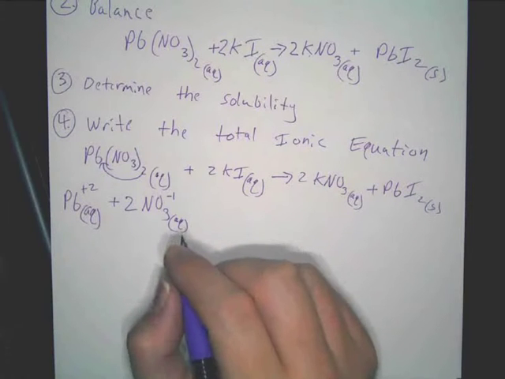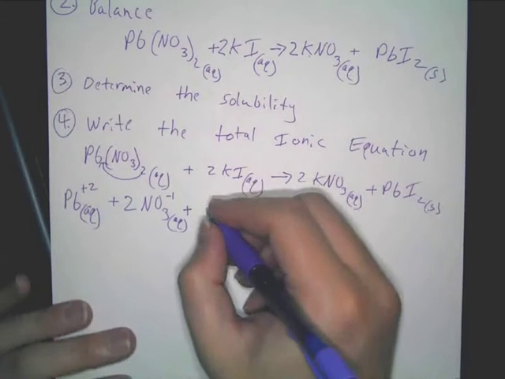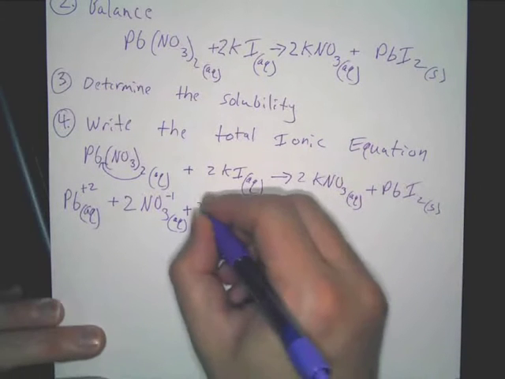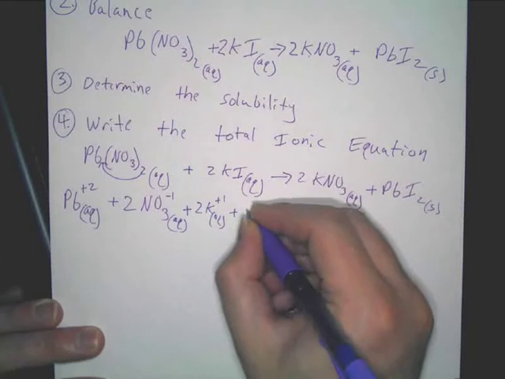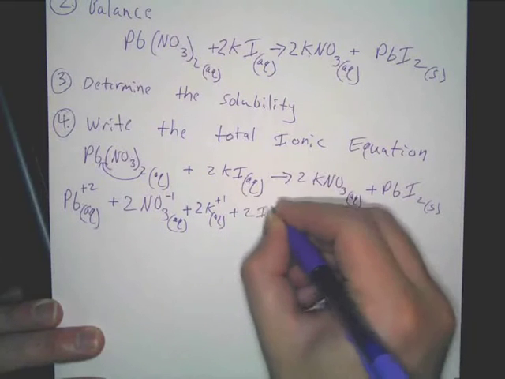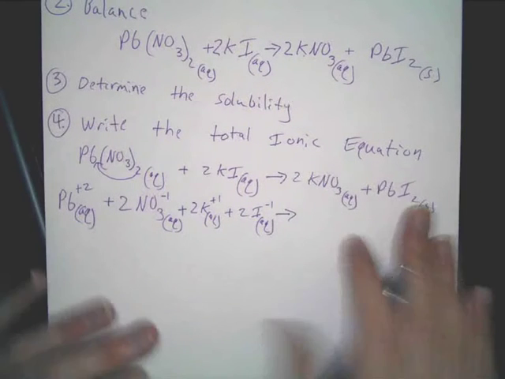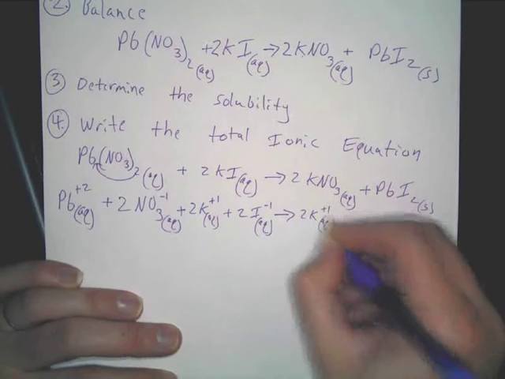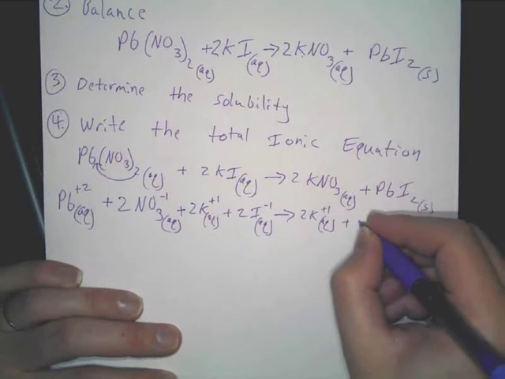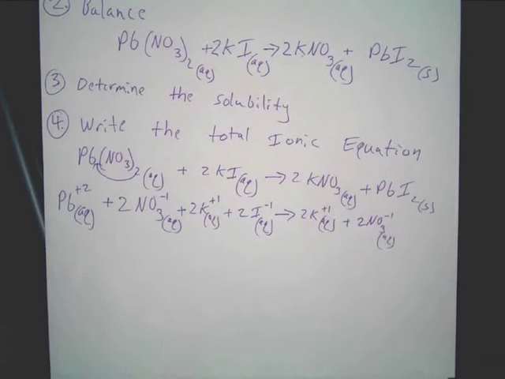You can just write negative without the -1. You keep going. You see how this takes a while now. 2 Ks +1 aqueous plus 2 Is -1 aqueous. Arrow. You've got 2 Ks again +1 aqueous plus 2 NO3s again, -1 aqueous. But then you stop.